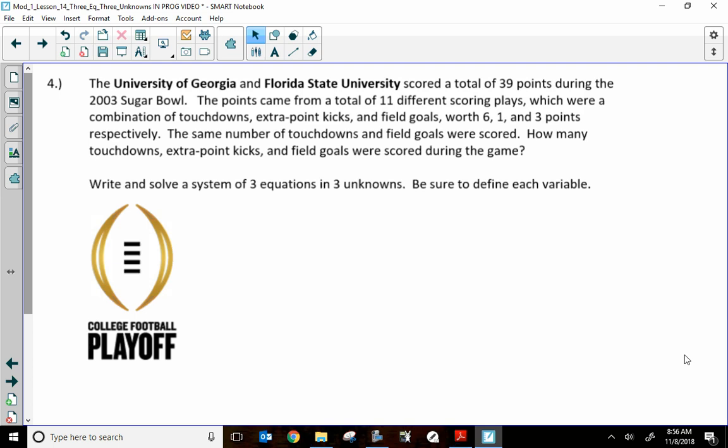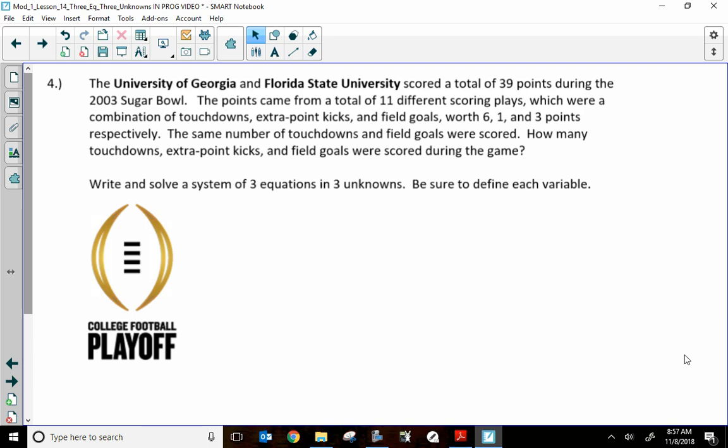The points came from a total of 11 different scoring plays, which were a combination of touchdowns, extra points, and field goals, worth 6 for the touchdowns, 1 for the extra point kicks, and 3 for the field goals. The same number of touchdowns and field goals were scored. How many touchdowns, extra points, and field goals were scored during the game? So they want us to write and solve a system of 3 equations and 3 unknowns. And we need to be sure to define each variable.